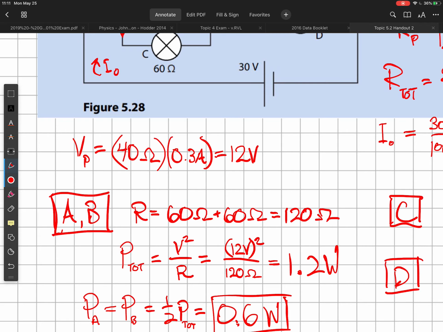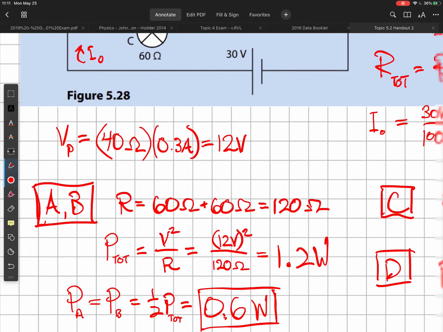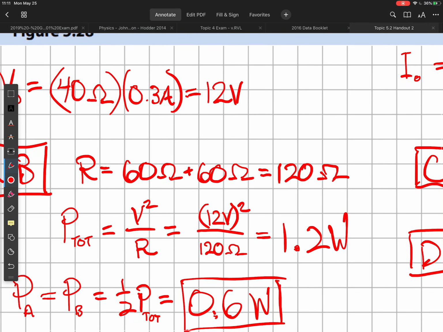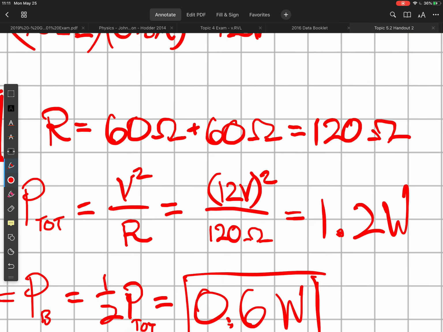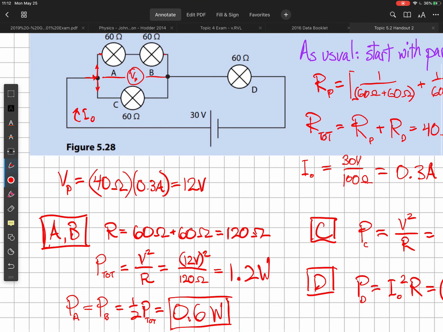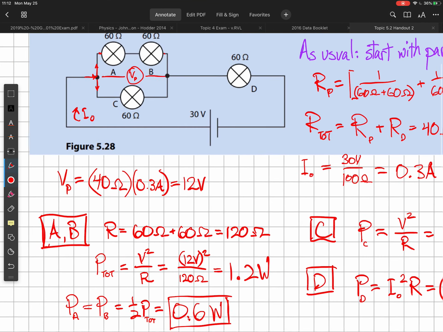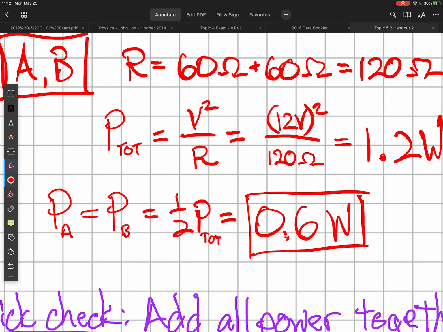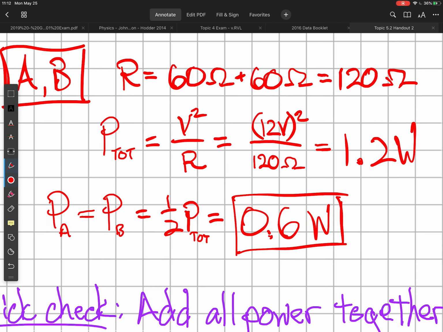Okay, so for A and B, our total resistance is going to be 120 ohms. Our total power is going to be the voltage squared divided by 120 ohms, and that's going to give us 1.2 watts. So the total power across both A and B is 1.2 watts, and that is going to be divided between each series component. Okay, so we divide 1.2 watts by half, and we get 0.6 watts.